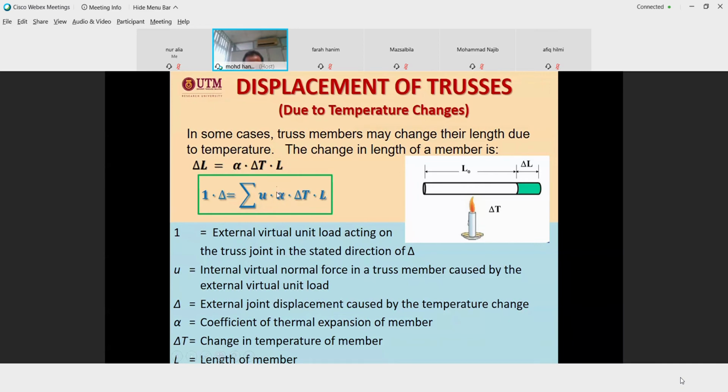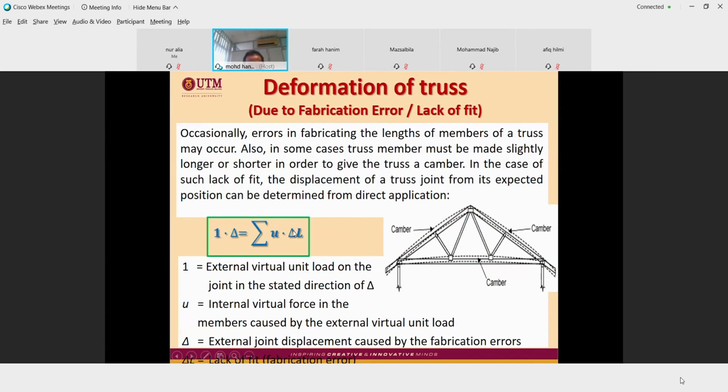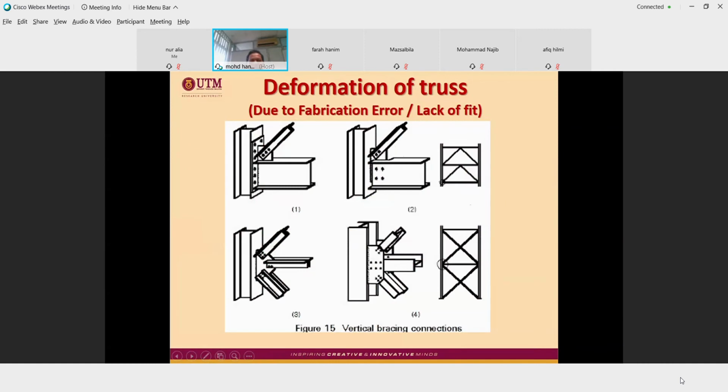But due to temperature, delta L equals alpha delta T L. Due to lack of fit, delta L equals what? PL over AE. Okay. This is what's meant by lack of fit. What's meant by lack of fit?